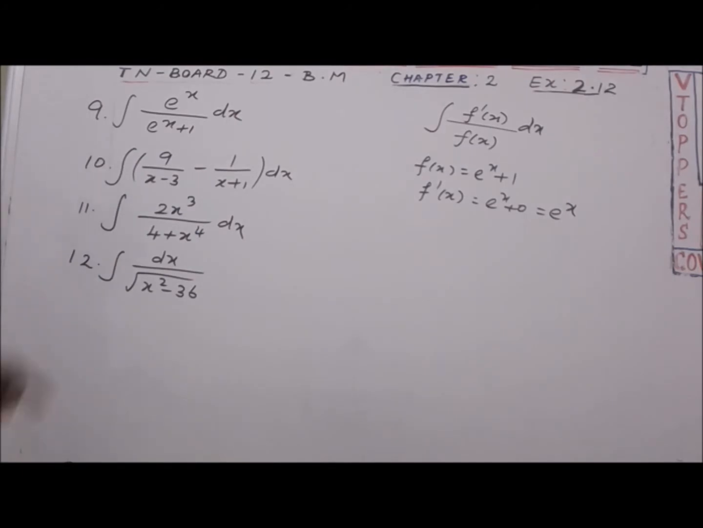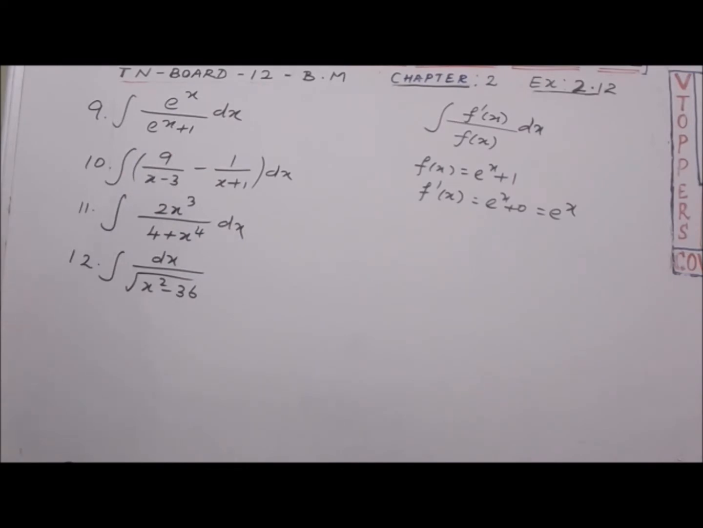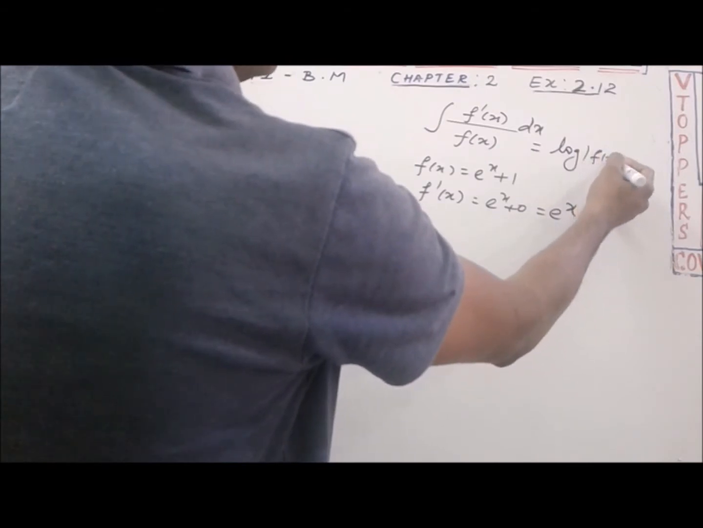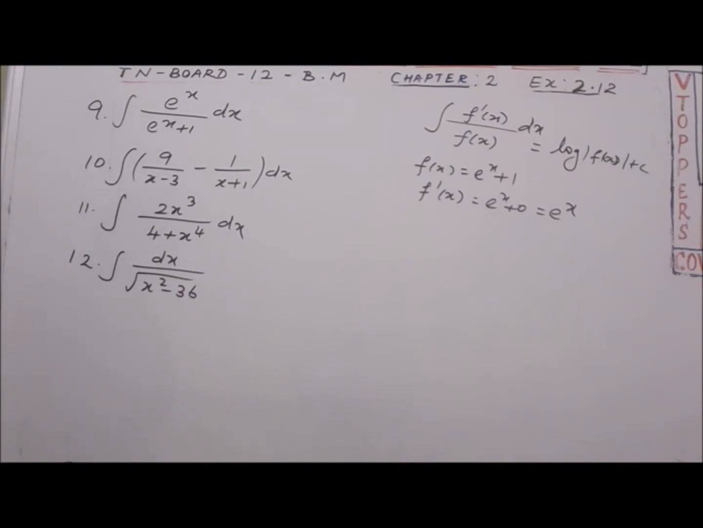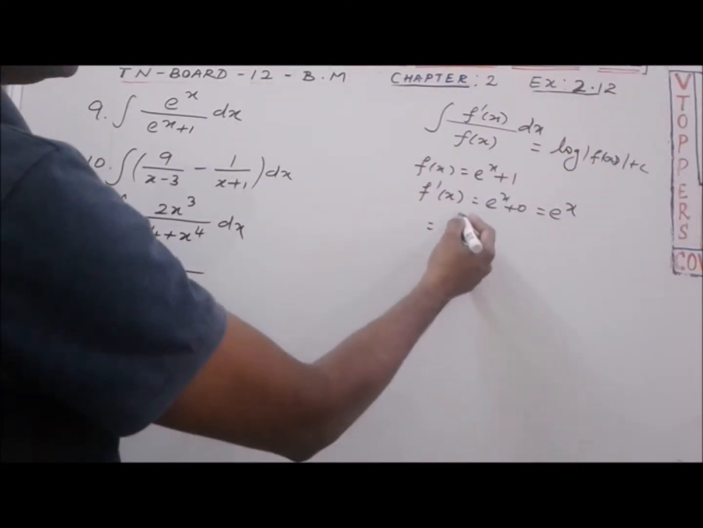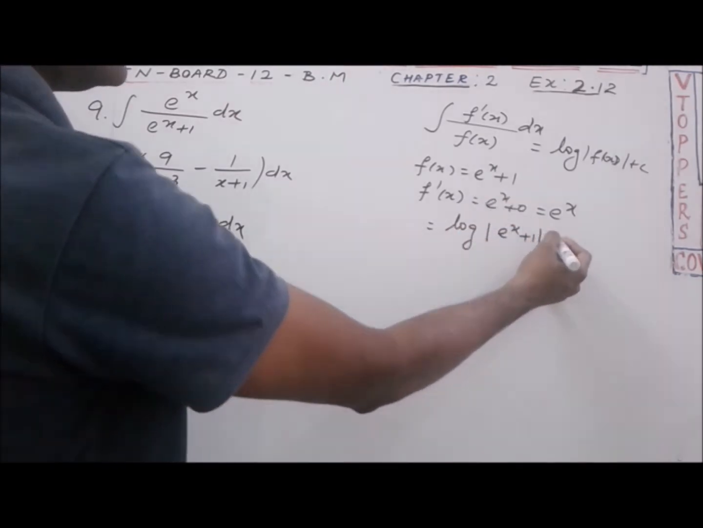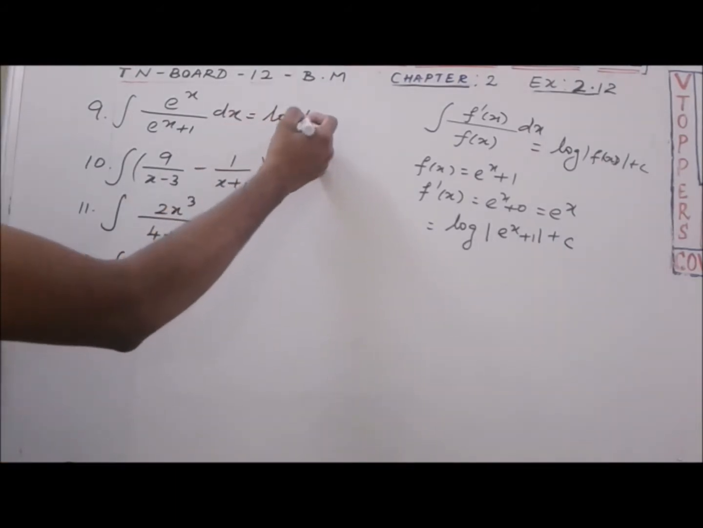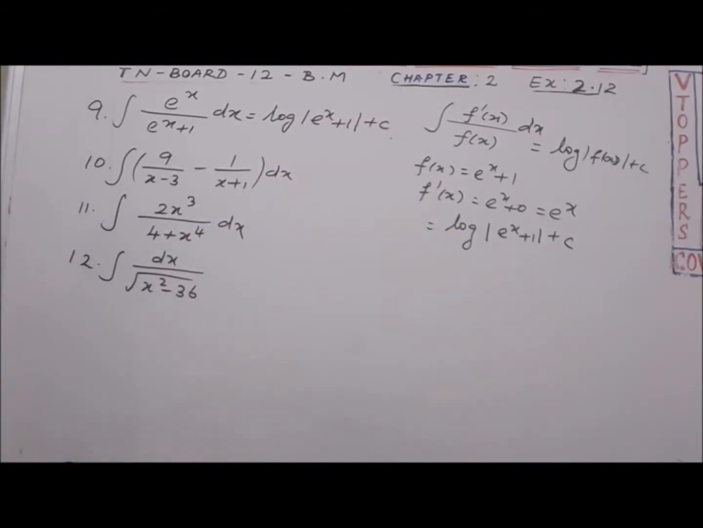So the given problem 9 is in the form of f dash of x by f of x into dx. We have a formula for this: log of modulus of f of x plus c. So applying the above formula, we will get log of modulus of e power x plus 1 plus c.